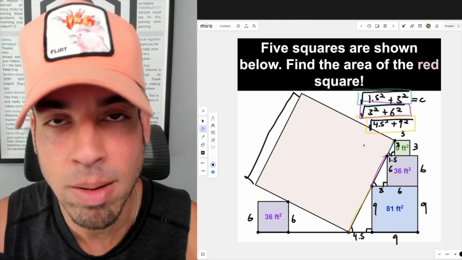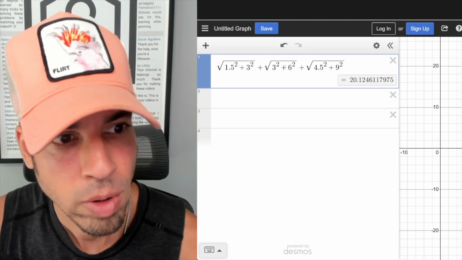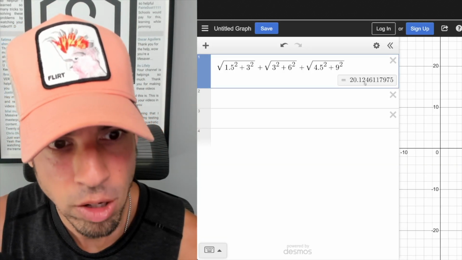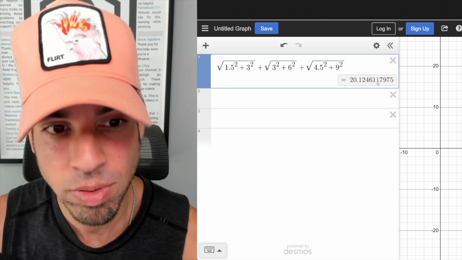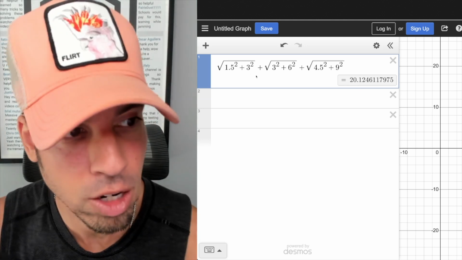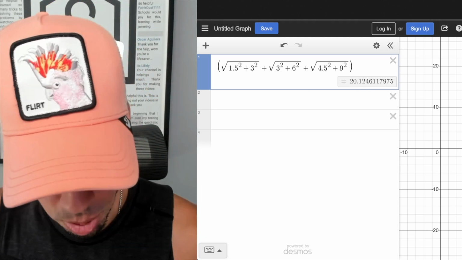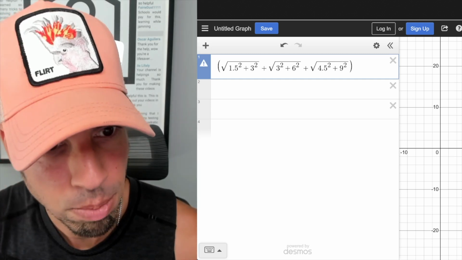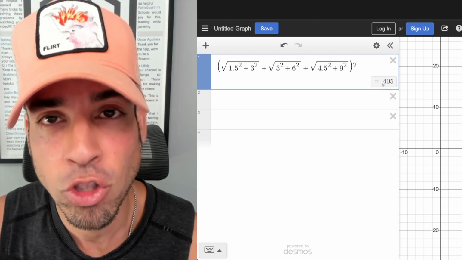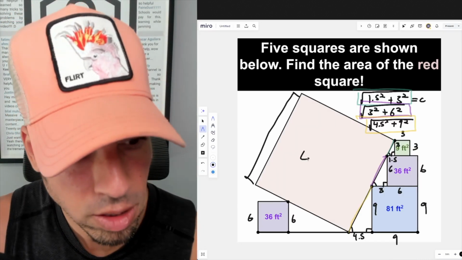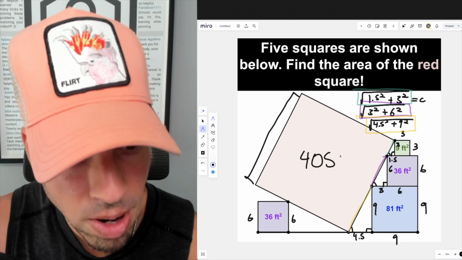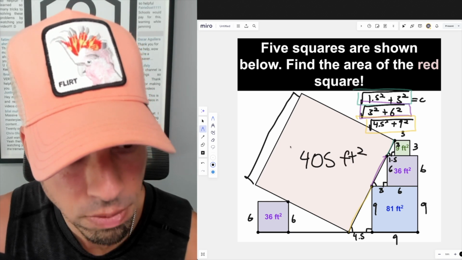So to do this, I'm gonna use a calculator. Let's use Desmos. So as you can see right here, we've added all these values up when we get this irrational number for the side length. But again, to get the area, we gotta square this entire value. So putting parentheses around it, raising it to the 2nd power, and we get 405. So that means our final answer is 405 feet squared for the win.